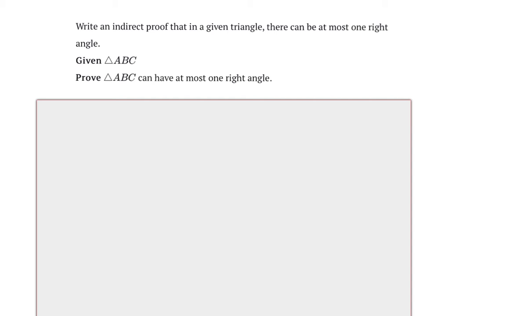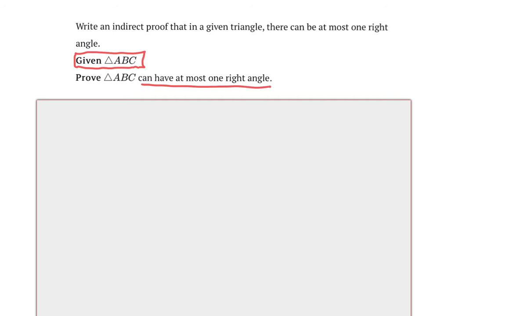Again, these questions are right from your book. I'm just following along in section 6.5. It says, write an indirect proof that in a given triangle there can be at most one right angle. So we're trying to prove that we can't have more than one right angle within a triangle. Our given is that we have this triangle called ABC, and we're trying to prove that it can have at most, no more than, one right angle.